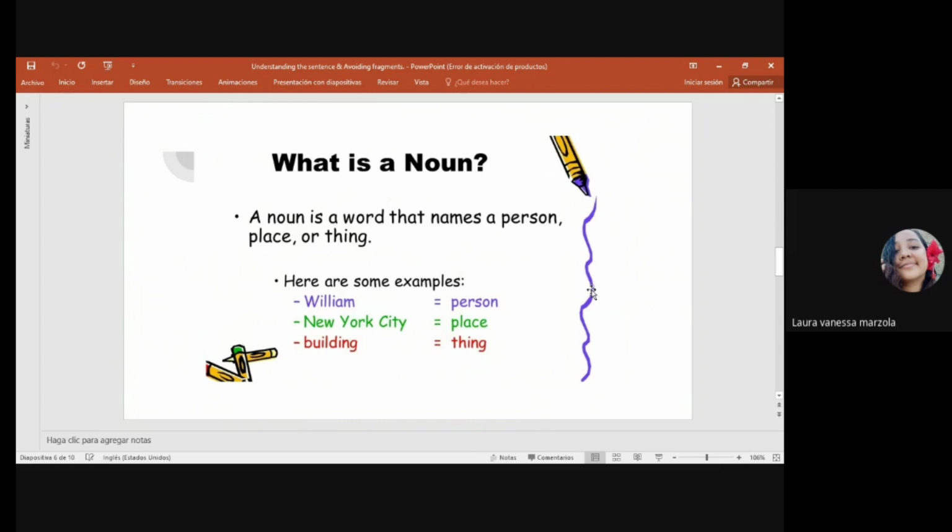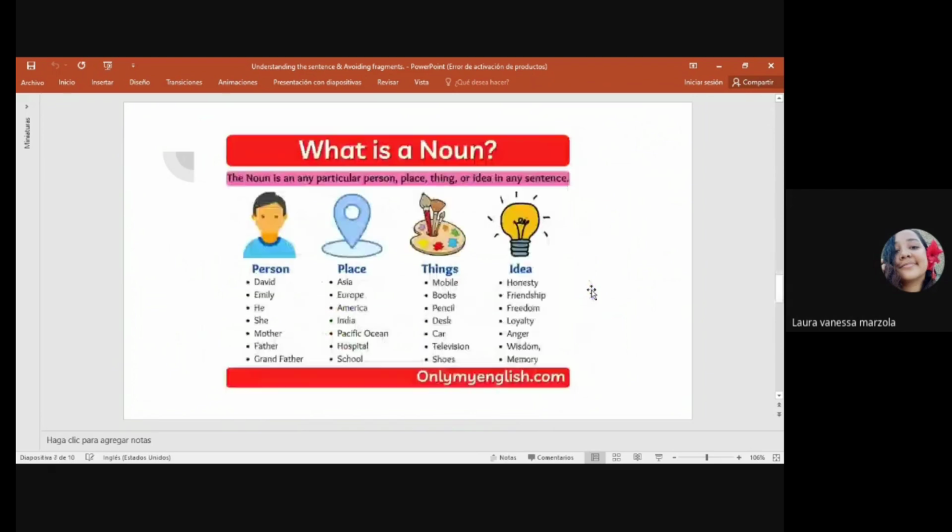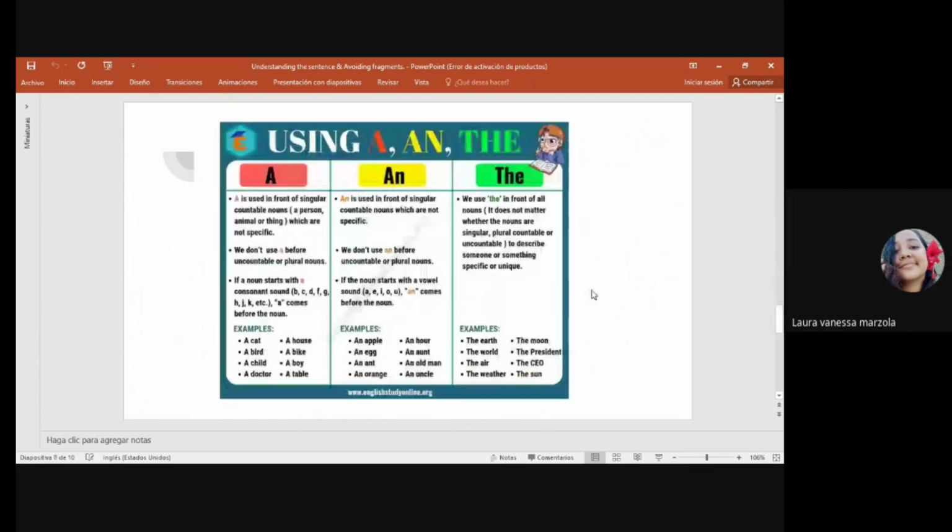Okay. So there are different articles: a, an, the, and others. In this case, the articles are words that define a noun as a specific or unspecific thing. And Maria Alejandra will continue to explain the different topics in more depth.